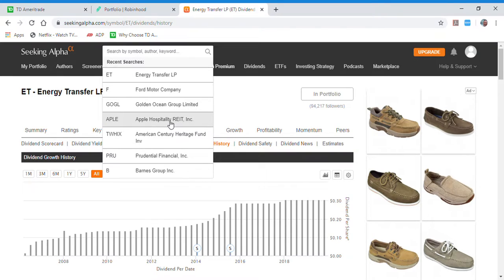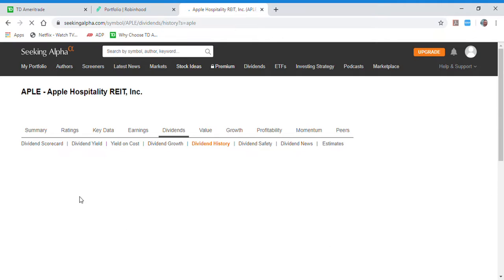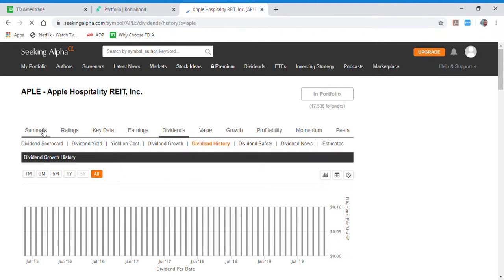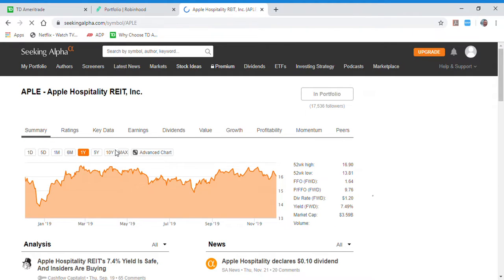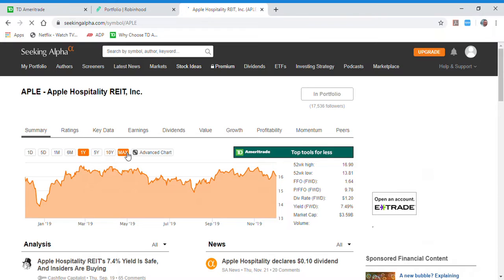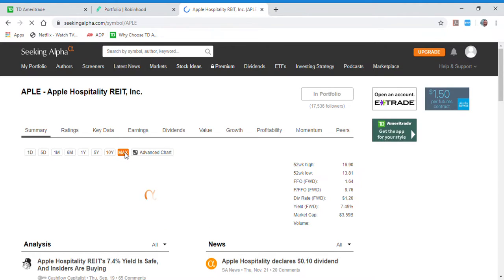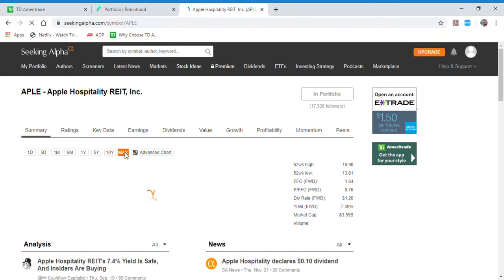Let's look at this. This is Apple Hospitality Real Estate Investment Trust. Let's take a look at them. Let's kind of learn something about them. We're going to go to their summary page as soon as it loads. So we're going to go see their history of their stock price, just kind of get an idea where they're at in their value.